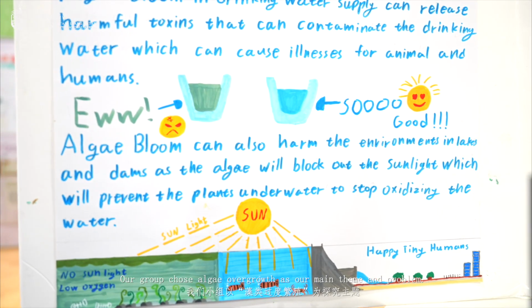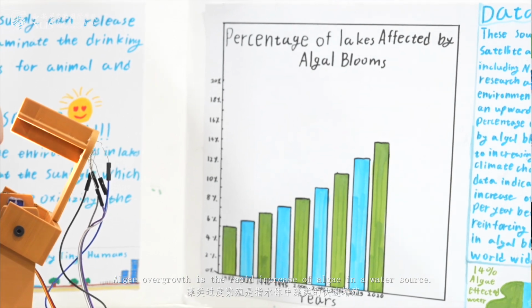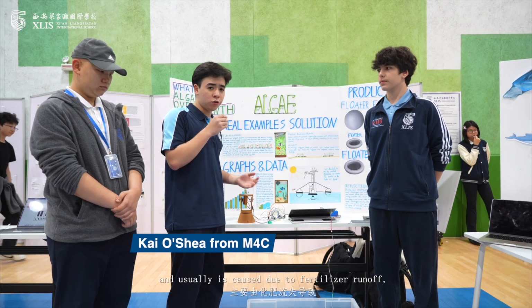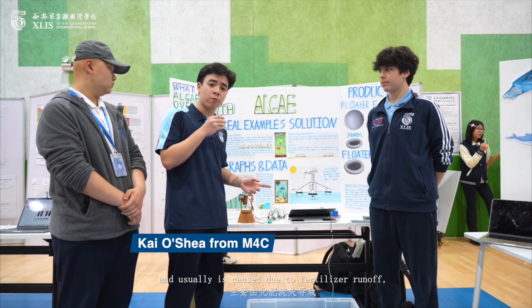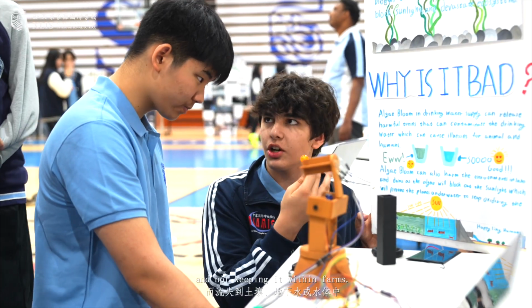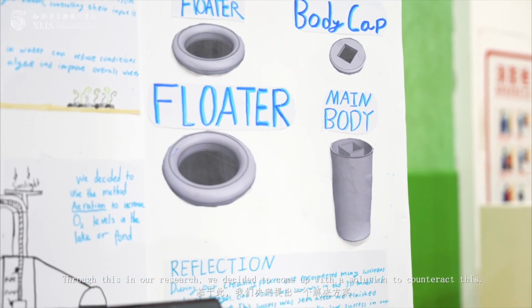Our group chose algae overgrowth as our main theme and problem. Algae overgrowth is the rapid increase of algae in a water source. This happens in lakes and dams and is usually caused by fertilizer runoff, which happens through the use of fertilizer in farming and not keeping it in the farms. Through our research, we decided to come up with a solution to counteract this.